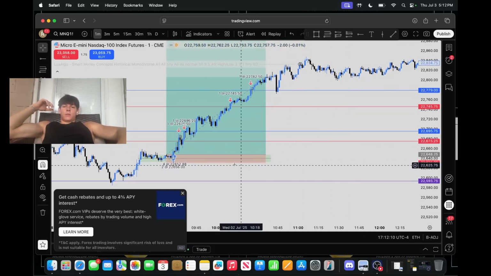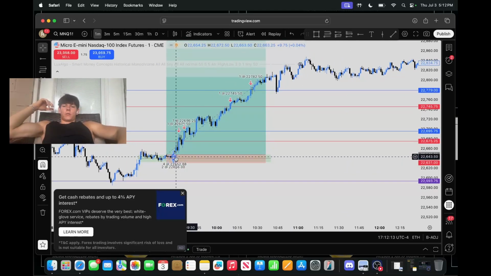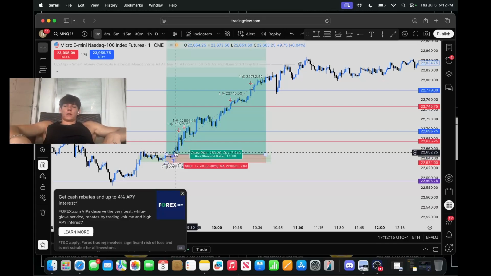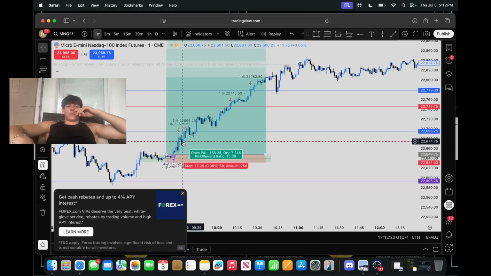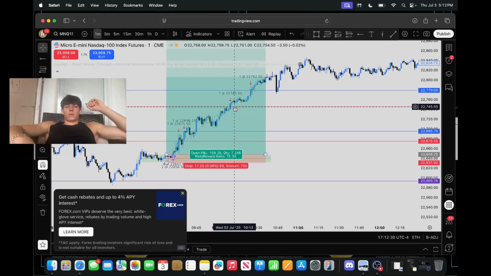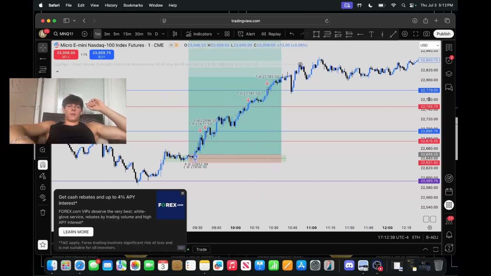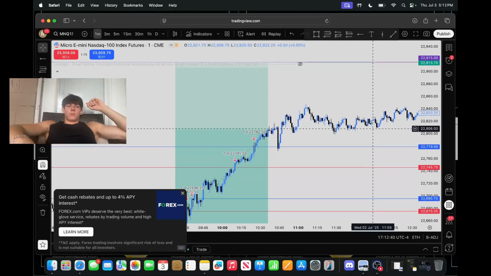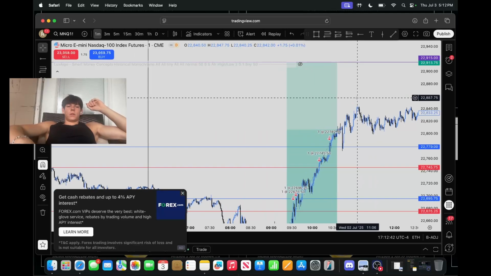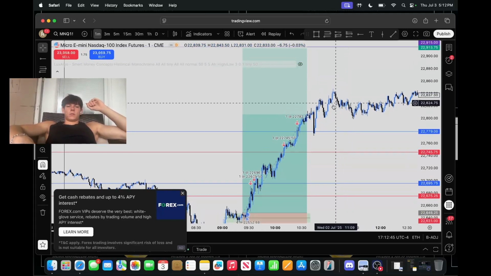I entered right here at that break of structure with 6 whole micro contracts, and we took one take profit at our first level, 22674.75, our second level, 22695.25, our third level, 22745.5, and our fourth level, 22782.5. And our full TP was up at previous day high, which we didn't end up tapping into until the following day.